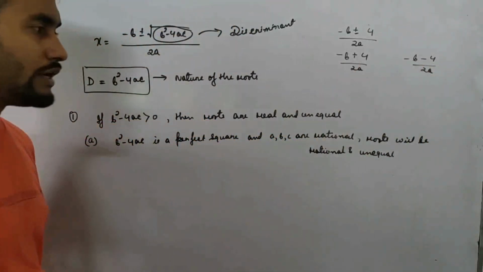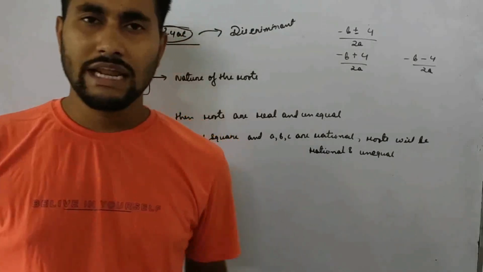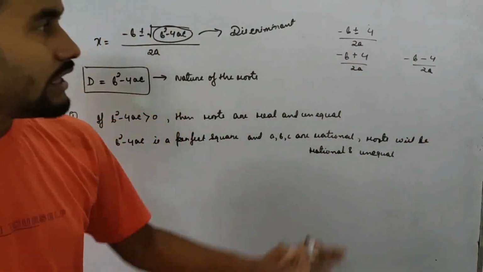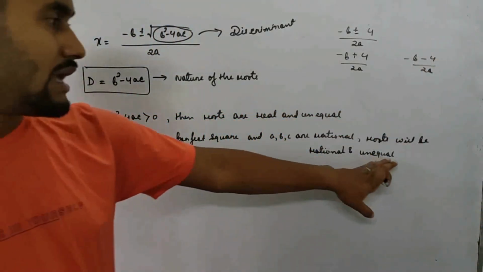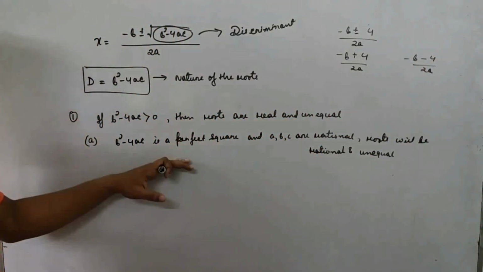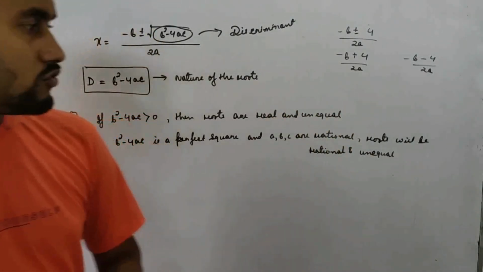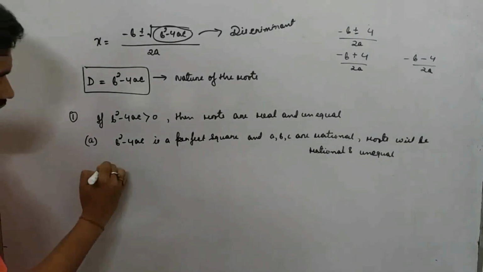Now this is not conjugate to each other, they will be unequal, because say the value of b is 10, then one will be minus 10 plus 4, you will get a different number, and one will be minus 10 minus 4, again you will get a different number, so they will be unequal. So if it is a perfect square and a, b, c are rational, then your roots will be rational and unequal.